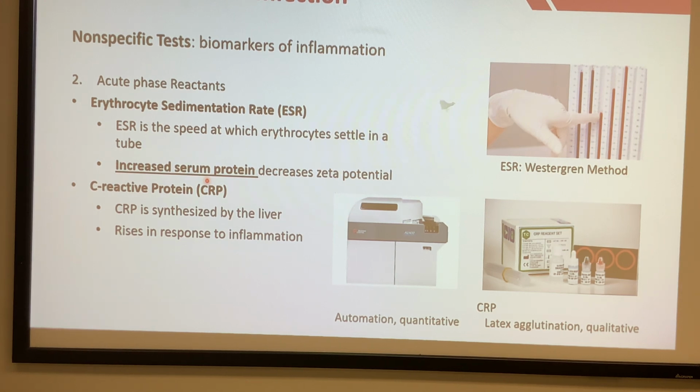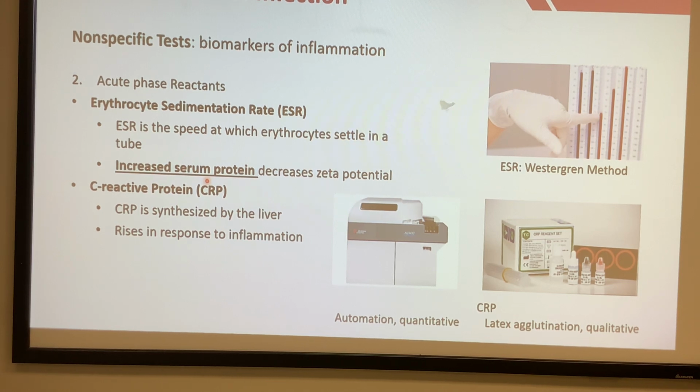ESR is a test that measures the speed at which your erythrocytes settle in the tube. This is the little device for ESR. That's a totally manual method. You also have a semi-automated method, but overall they use the same mechanism. They detect how fast your red cells settle.